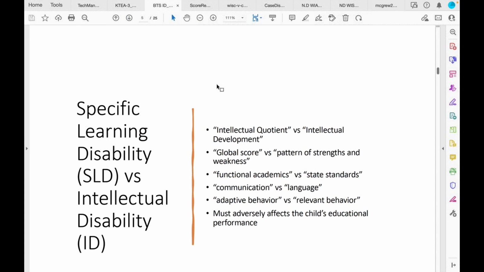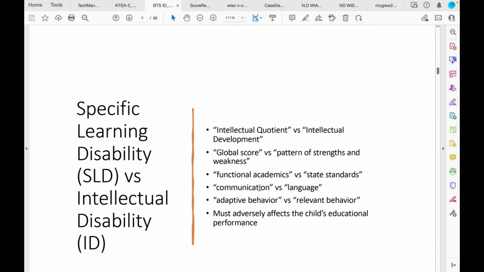So here's a comparison of ID and SLD. In ID we have the IQ, or the intelligence quotient, and in SLD we talk about intellectual development. In ID, of course, we have to use a global score. That's part of the regulations, versus a pattern of strengths and weaknesses. In ID evaluation, now this is true of all of them, I'm going to go to the bottom bullet. For both disabilities, it must adversely affect the child's educational performance. But kids with ID struggle oftentimes in functional academics, and of course, for SLD, the standard is the state standards, what they're not making adequate progress toward.